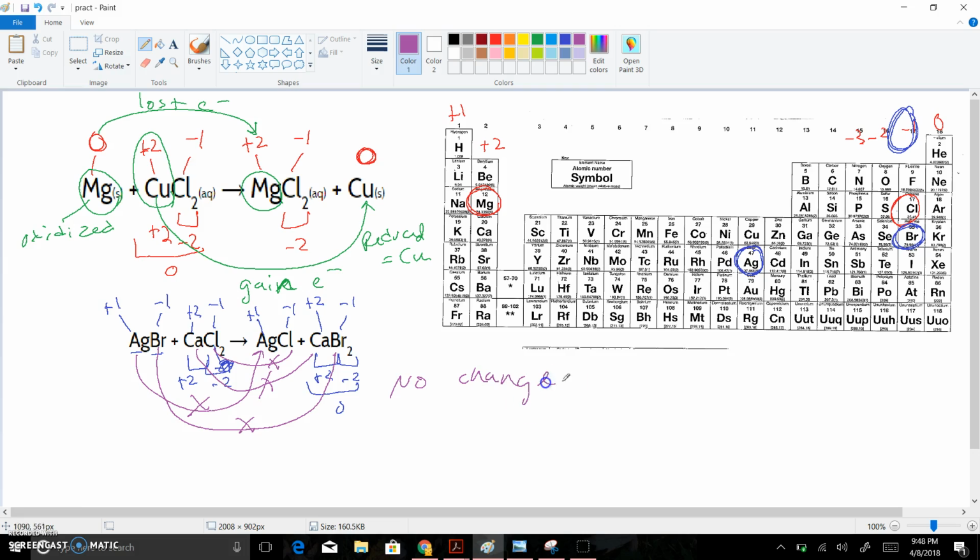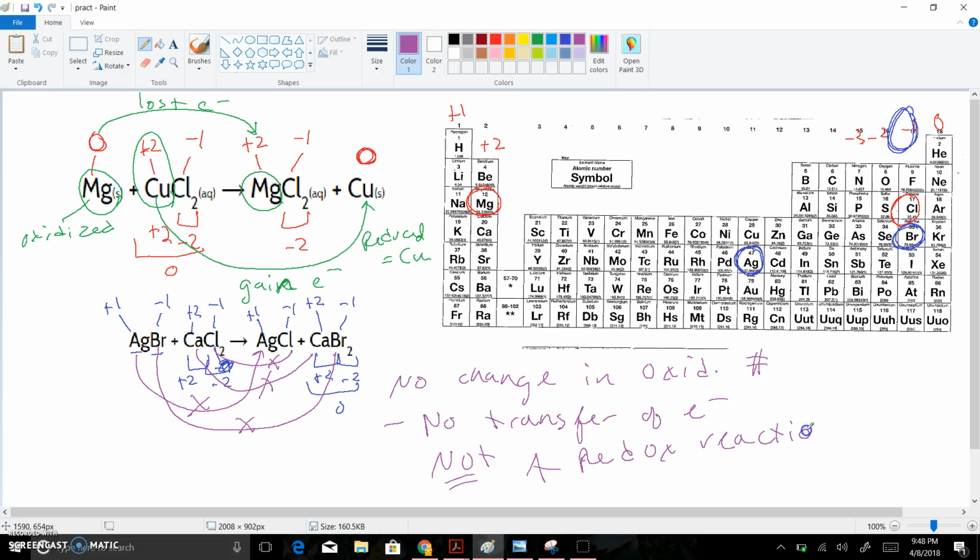That's a key part here. There's no change in oxidation numbers. Which means, has anybody moved their electrons around? Has anybody given up electrons and taken electrons? No. There is no transfer of electrons. Which means this is not a redox reaction. A redox reaction is one where somebody has lost electrons and gained electrons, a transfer of electrons of some kind. This has not happened here. This is not a redox reaction.